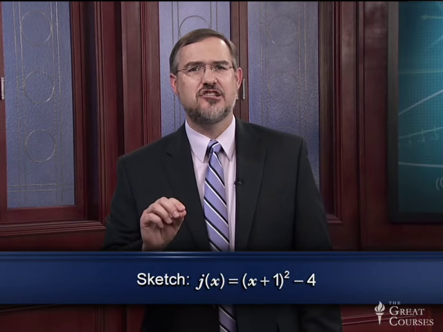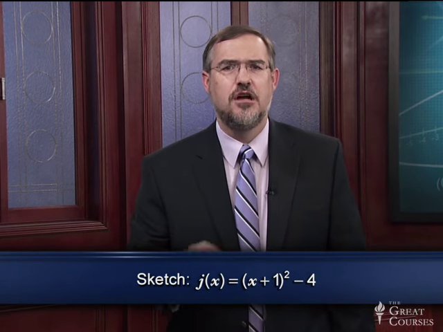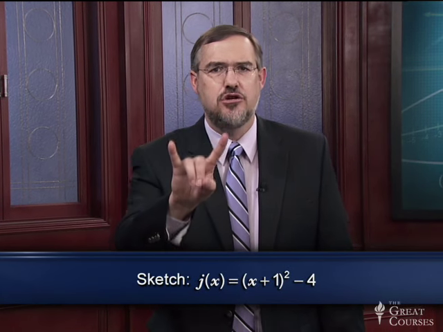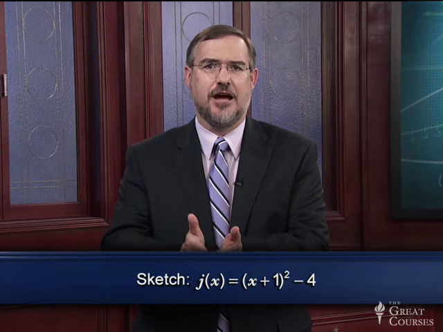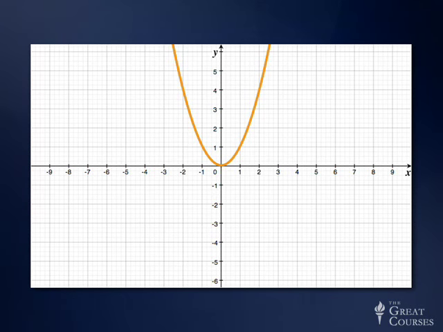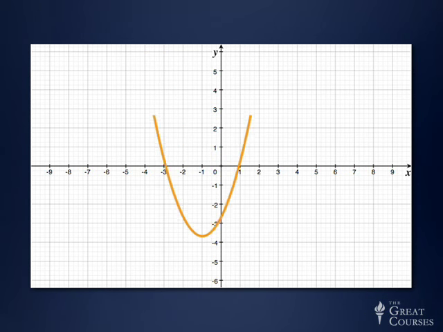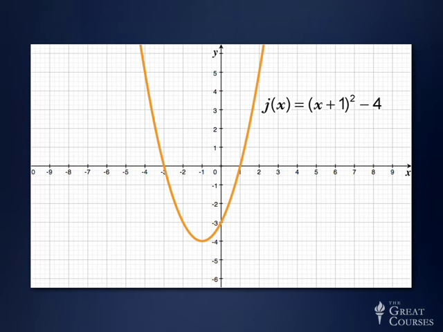And so now I see what I have to do to graph j of x, this new function. I have to do 2 things step by step. First, I start with that graph of x squared with its vertex right at the origin. I move it 1 unit to the left. That's the first change that I make. And then I move that down 4 more units. The new graph then will have the same sort of shape as the x squared.